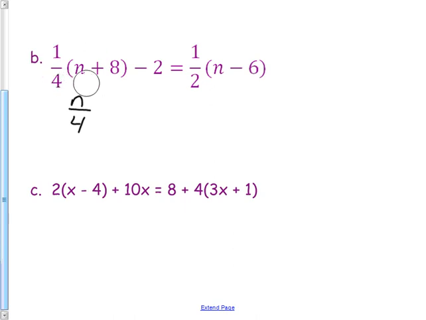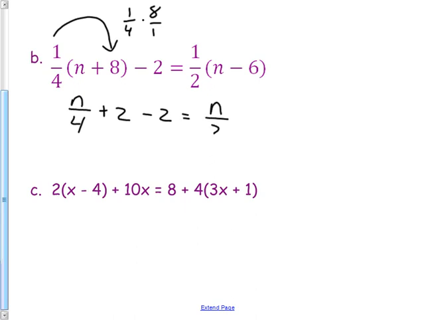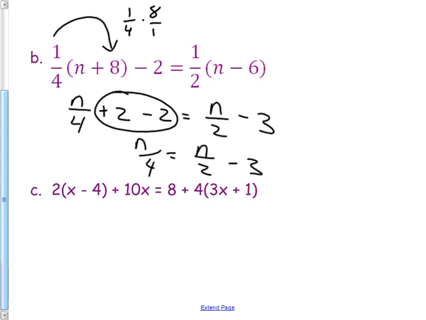Now I go 1/4 times the 8. 1/4 of 8 is 2. If you wanted to do that out more, it would be 1/4 times 8 over 1, and then it's 8 over 4, and 8 over 4 reduces to 2. Minus 2 equals 1/2 n, I'm going to say n over 2, minus 3. All right, now do you get the plus 2 and the minus 2 will just disappear? And I'll have n over 4 equals n over 2 minus 3.